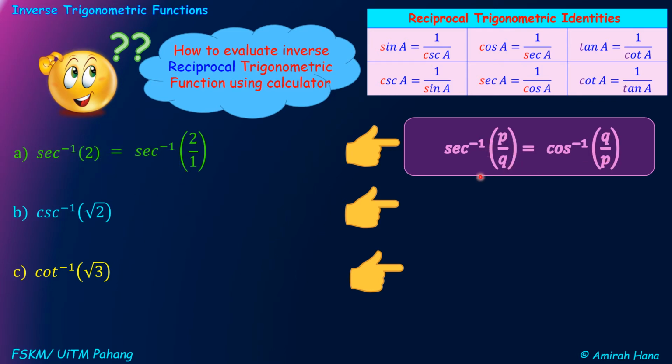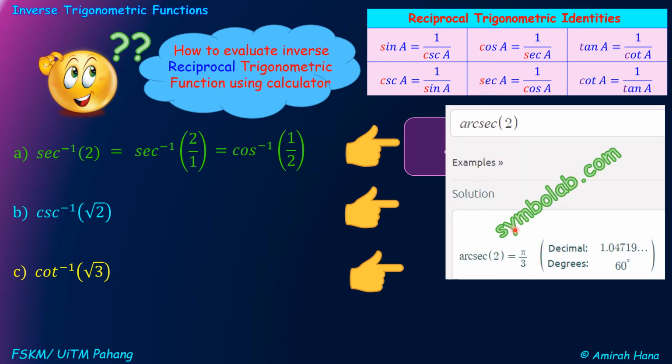From this formula, inverse sec 2 over 1, now our P equals 2 and Q equals 1, equals inverse cos, we just exchange numerator and denominator, equals inverse cos half. So from here, we can use calculator to find the value of inverse cos half. It is similar to the example in the previous slide.